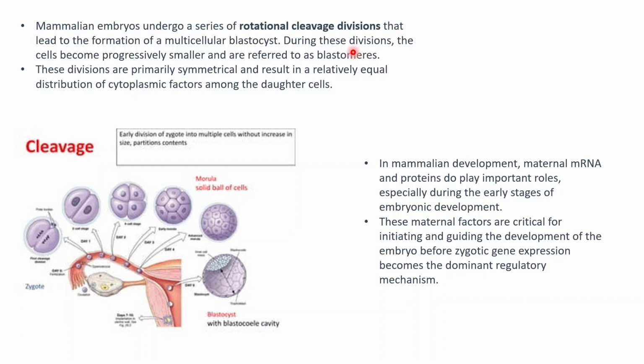So what happens? The division happens so fast that without increase in cell volume, there is increase in cell number. This type of division is referred to as cleavage, and cells become progressively smaller, referred to as blastomeres. These divisions are primarily symmetrical and result in relatively equal distribution of cytoplasmic factors among the daughter cells. So the daughter cells now have distribution of these cytoplasmic factors because of rotational cleavage divisions in the mammal.